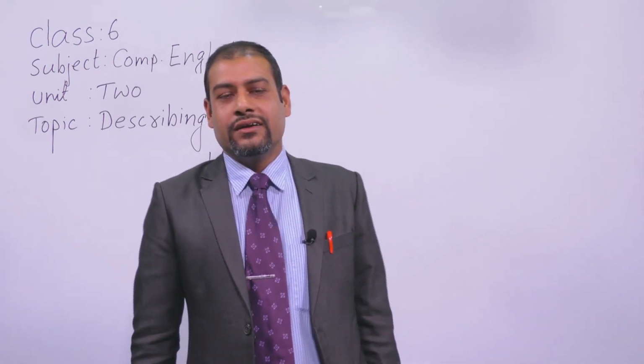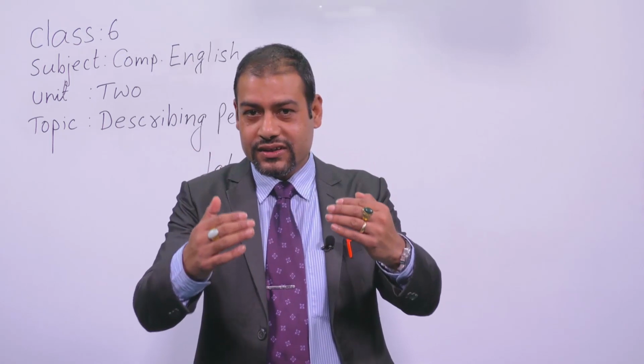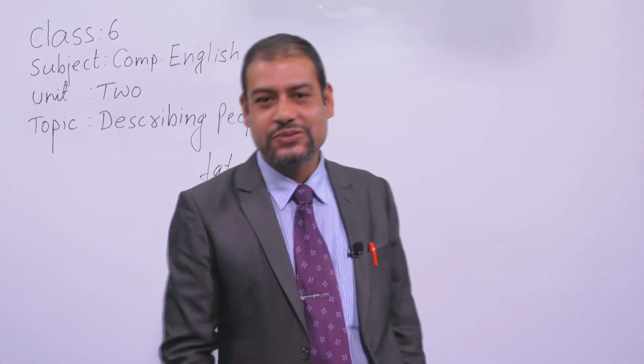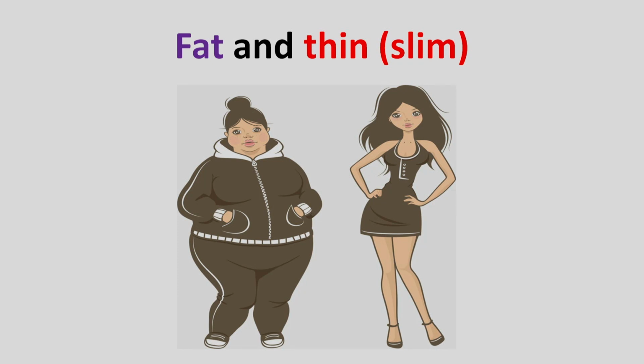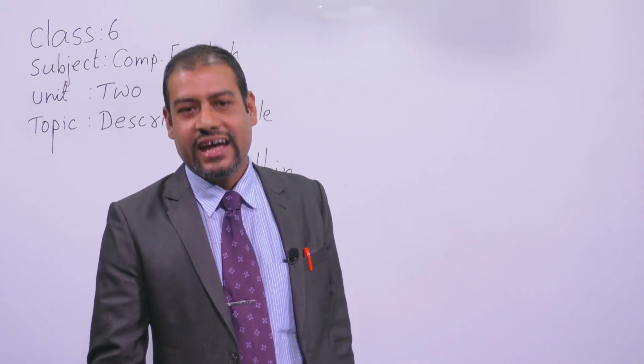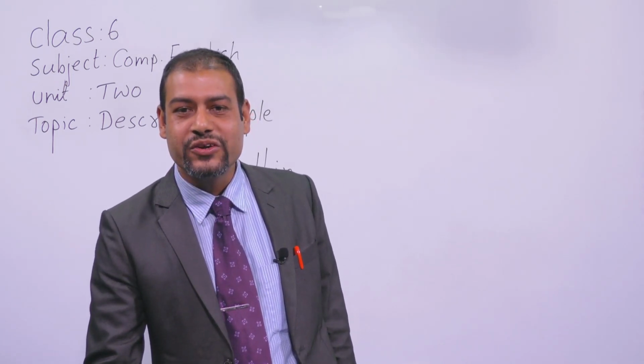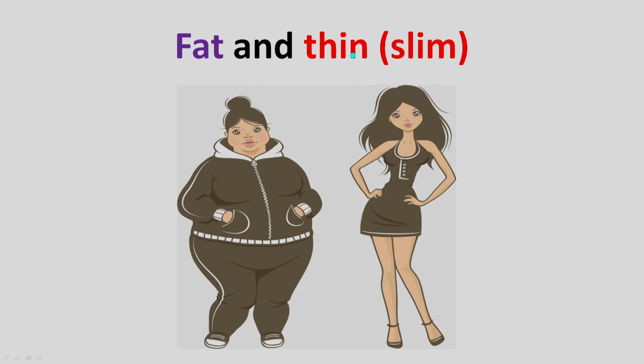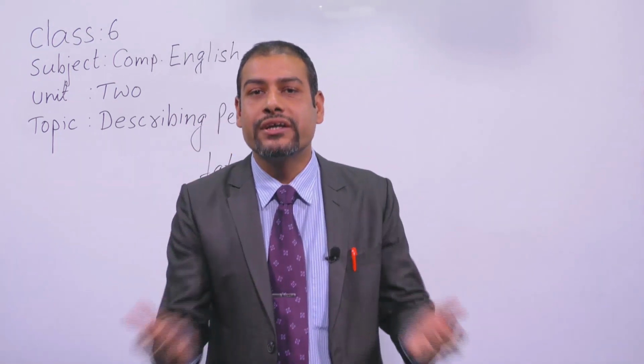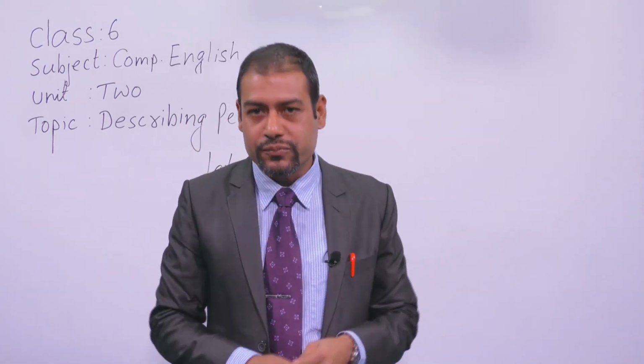See, not only those terms, you have 2 more terms. I would like to show you the picture. Can you see what the picture is about? The girl is very fat here and the girl is very slim, thin. So if you want to describe a person's body and that person is fat, you can use the word fat. And if that person is slim, thin, then you can use the word thin or slim. Dear students, I request you to write these terms down in your notebook.